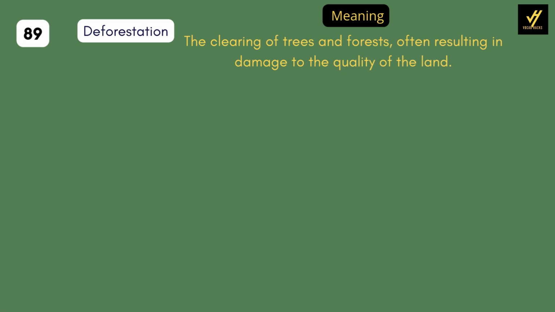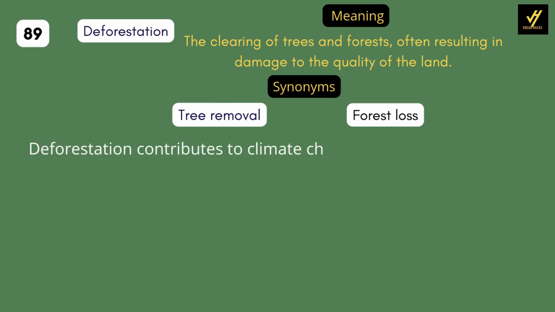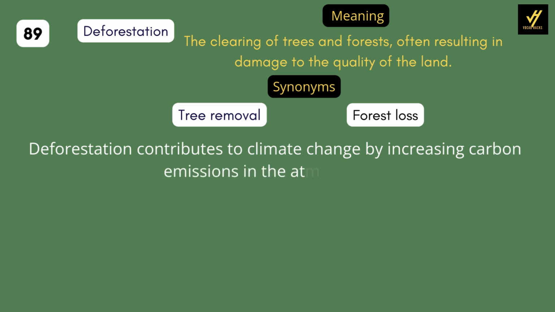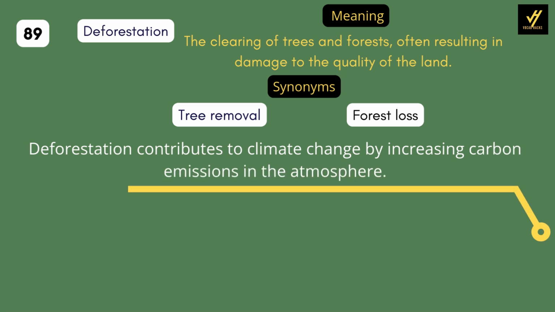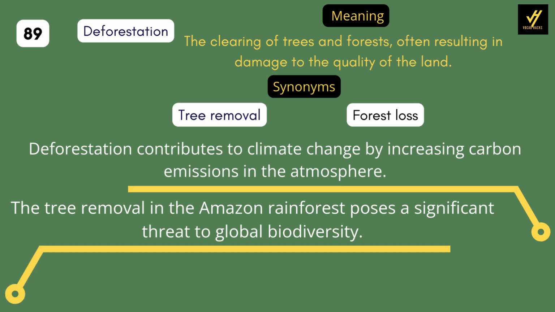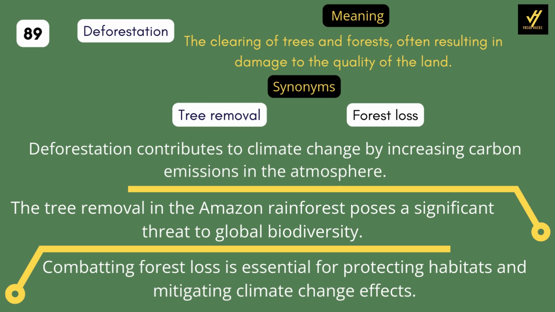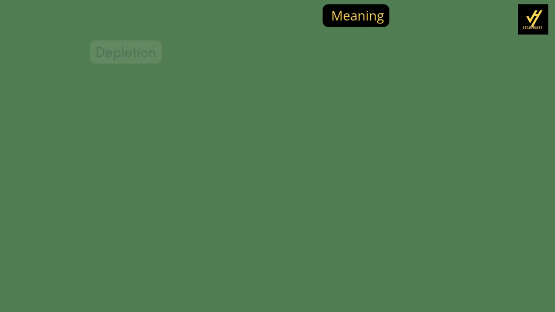Deforestation, the clearing of trees and forests, often resulting in damage to the quality of the land. Tree removal, forest loss. Deforestation contributes to climate change by increasing carbon emissions in the atmosphere. The tree removal in the Amazon rainforest poses a significant threat to global biodiversity. Combating forest loss is essential for protecting habitats and mitigating climate change effects.